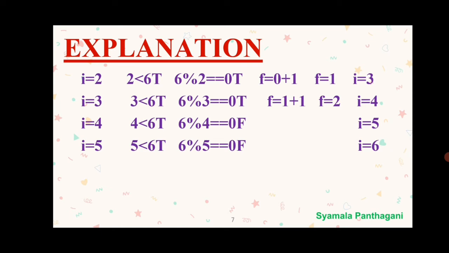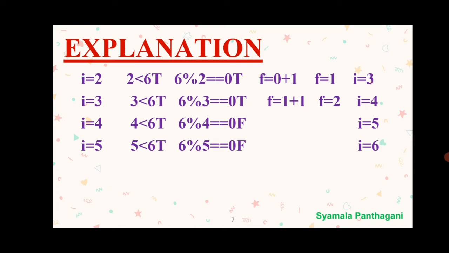i is equal to 5. 5 is less than 6. That is true. Now 6 mod 5 is equal to 0. That is false. That's why it doesn't increase the value of the factors f and it just increases the value of i, that is 6.